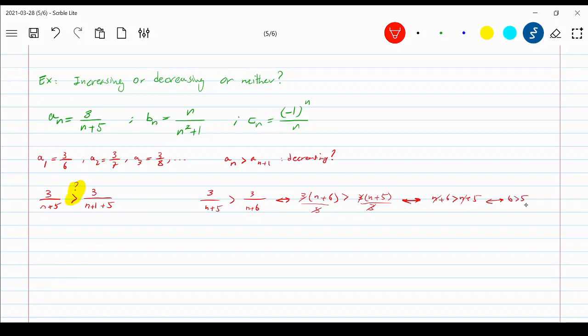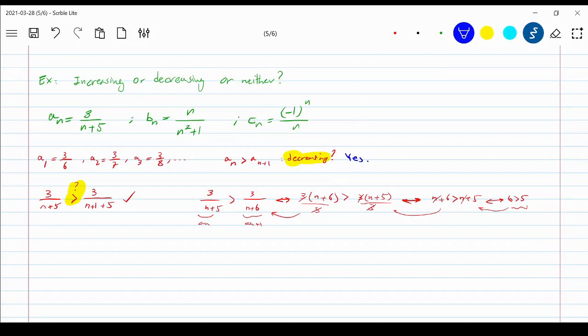So if you start with this, you can claim this, and go backward. This one is exactly an, and this one is an plus 1. So we can show that this is a true statement. So I can claim that yes, this is a decreasing sequence. The answer would be yes.